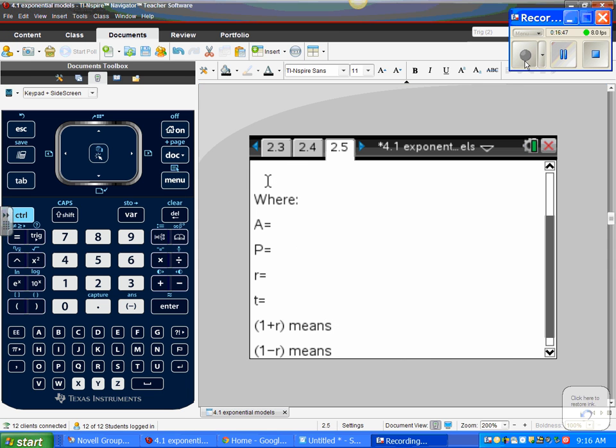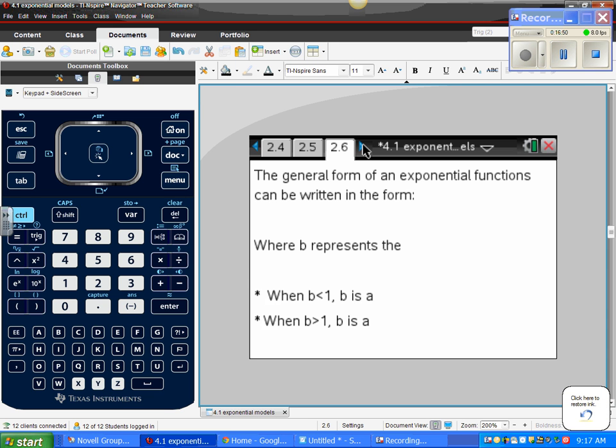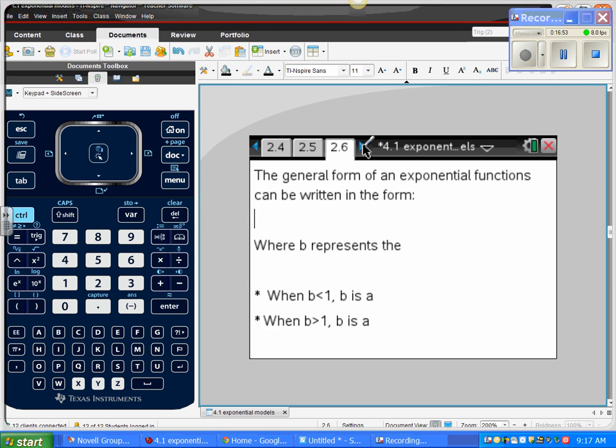Okay, next page. The general form of an exponential function can be written as y equals a times b raised to the x power. You need to write this down. You are not exempt. Y equals a times b raised to the x, where b represents your base. And that's going to be your growth or decay factor.